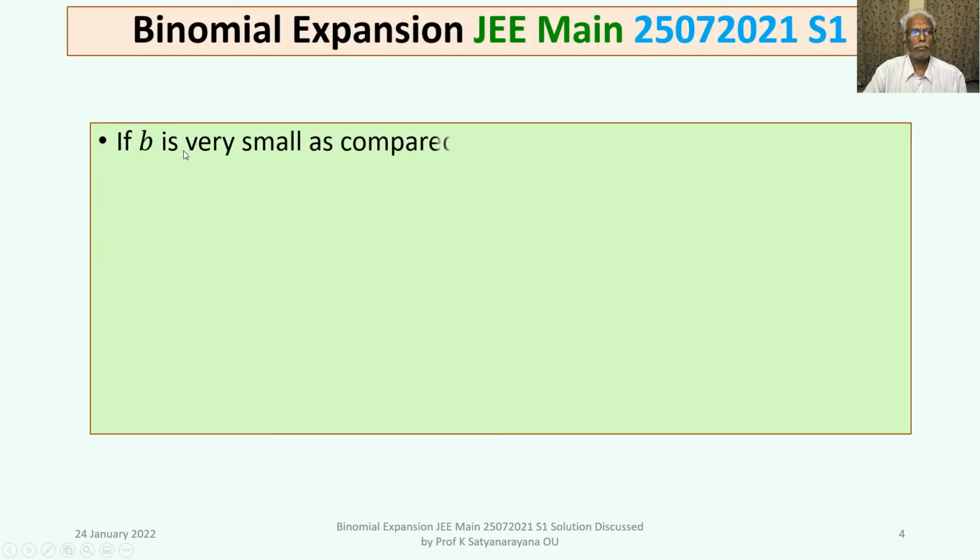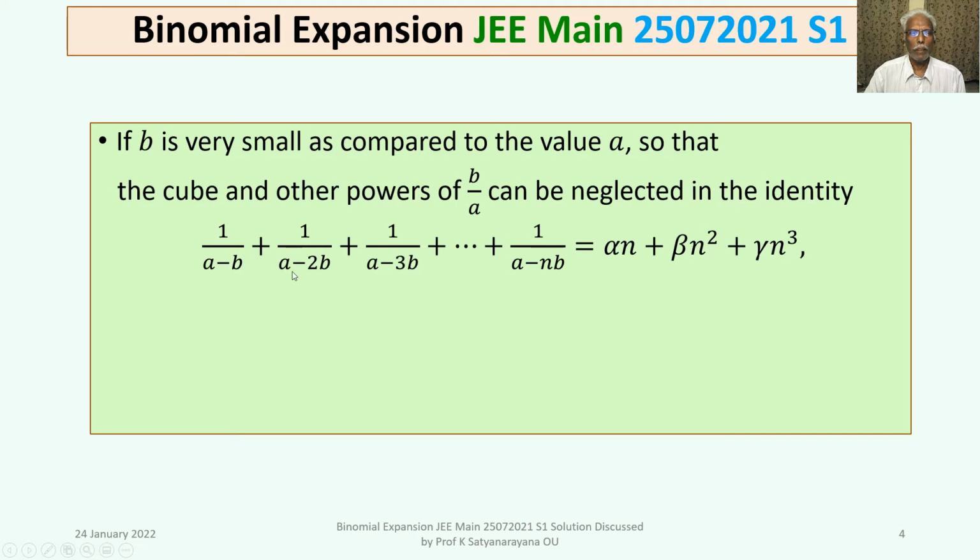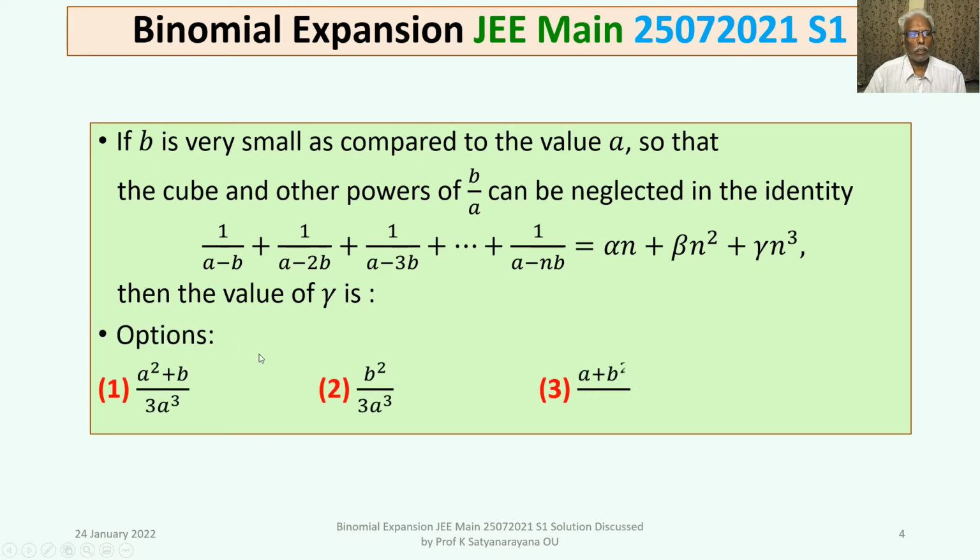The problem is: if b is very small as compared to the value of a, so that the cube and other powers of b by a can be neglected, in the identity 1 by a minus b plus 1 by a minus 2b plus 1 by a minus 3b plus etc. plus 1 by a minus nb is equal to alpha n plus beta n square plus gamma n cube, then the value of gamma is given by, four options are given, and each option is in terms of a and b.